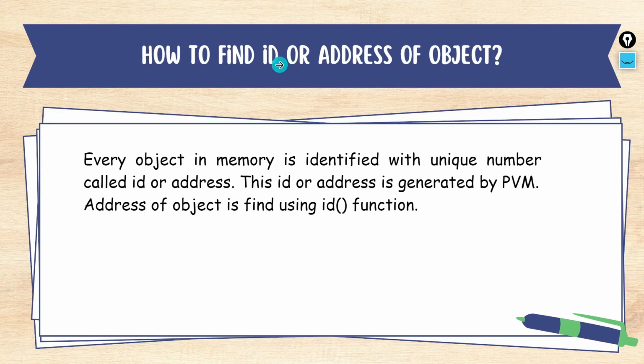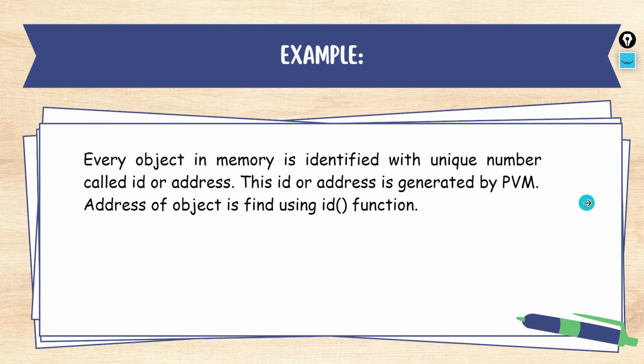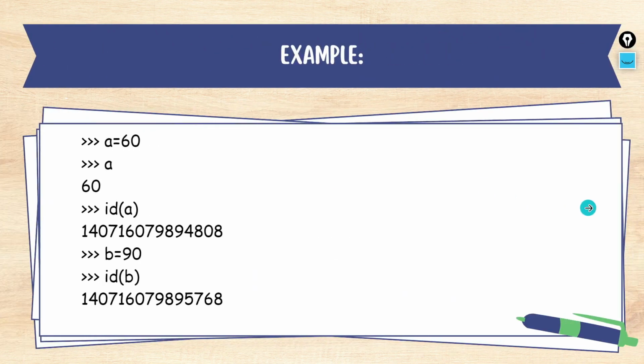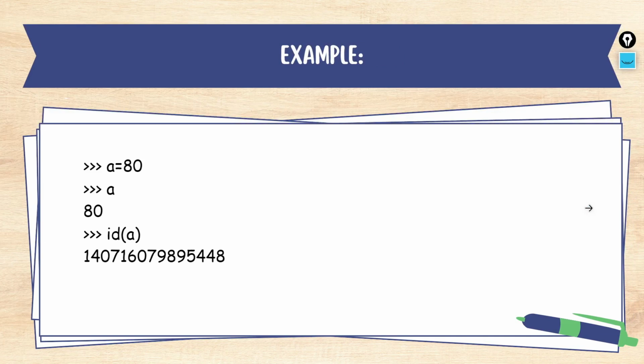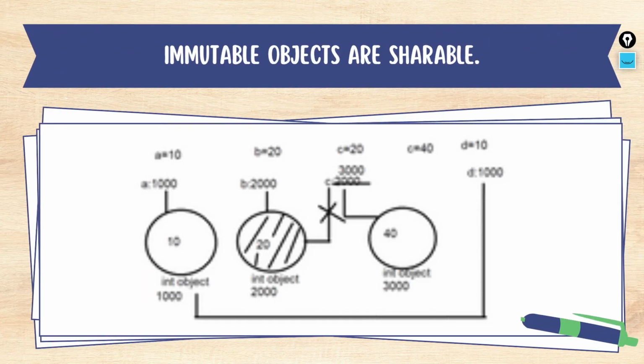Okay, how to find the id or address of an object? So we can use the id function. Okay, there is a global function which we can use. Every object in memory is identified with a unique number called id or address. This id or address is generated by PVM. The address of an object is found using the id function, right? Okay, so we have discussed examples as well.